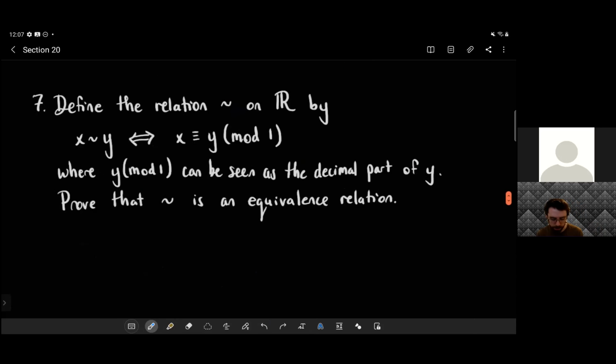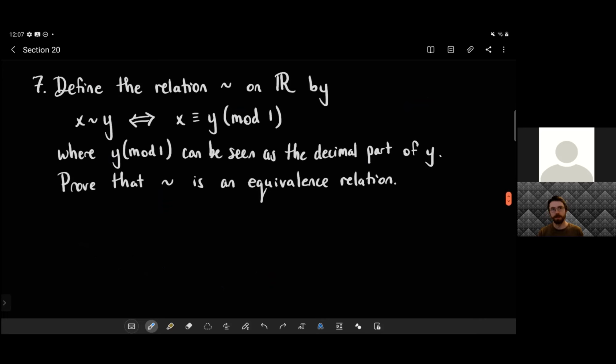Let's go on to number 7. Here, this one's also kind of mean because I'm defining a modulus operator on the real numbers, and we've only seen that on the integers so far, saying integers are congruent mod something. You can also do it for real numbers, right? You could say, for example, 3.14 is congruent to 0.14 mod 1.